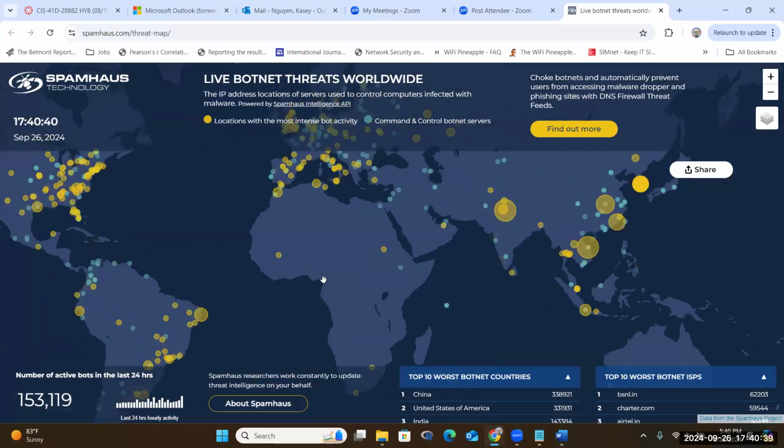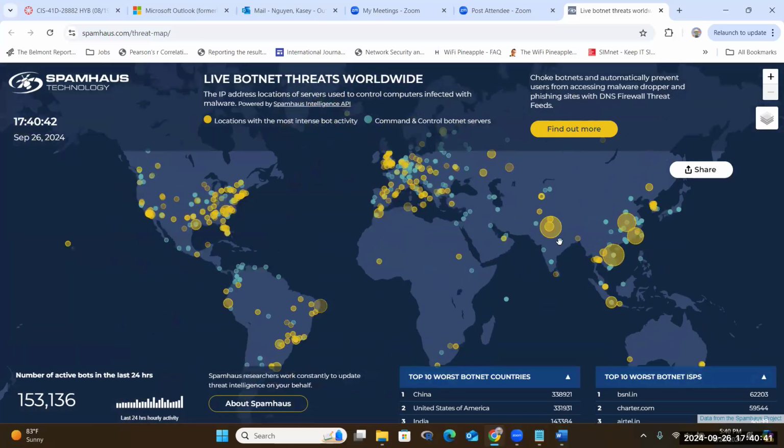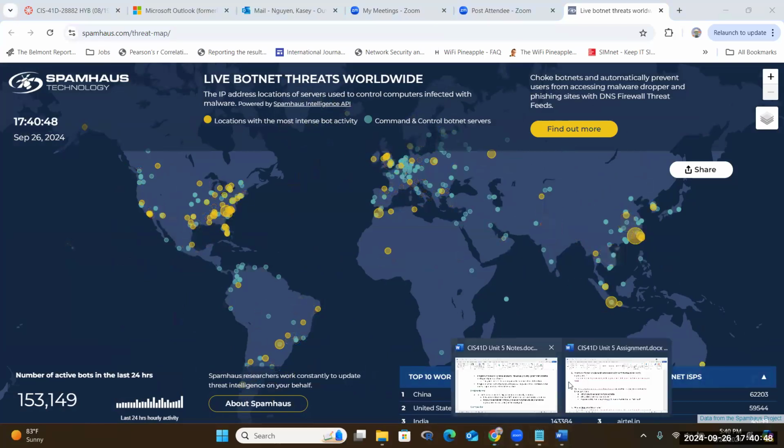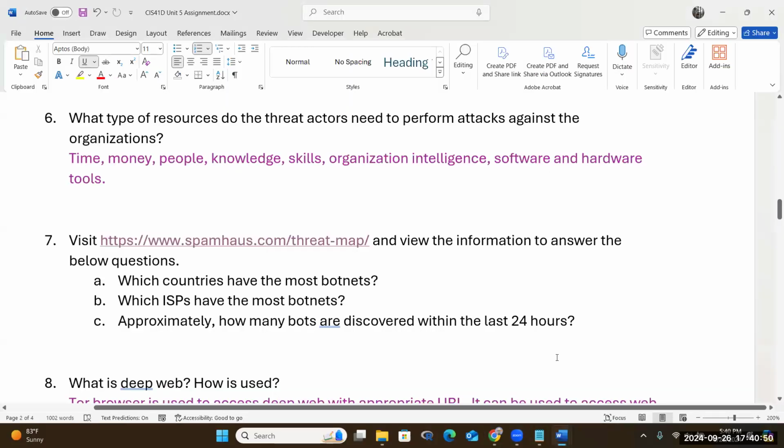And then you can zoom in, and if you want to narrow down on a certain country to look at, you can do that as well. So all you have to do is view the information. You can answer some of the questions.